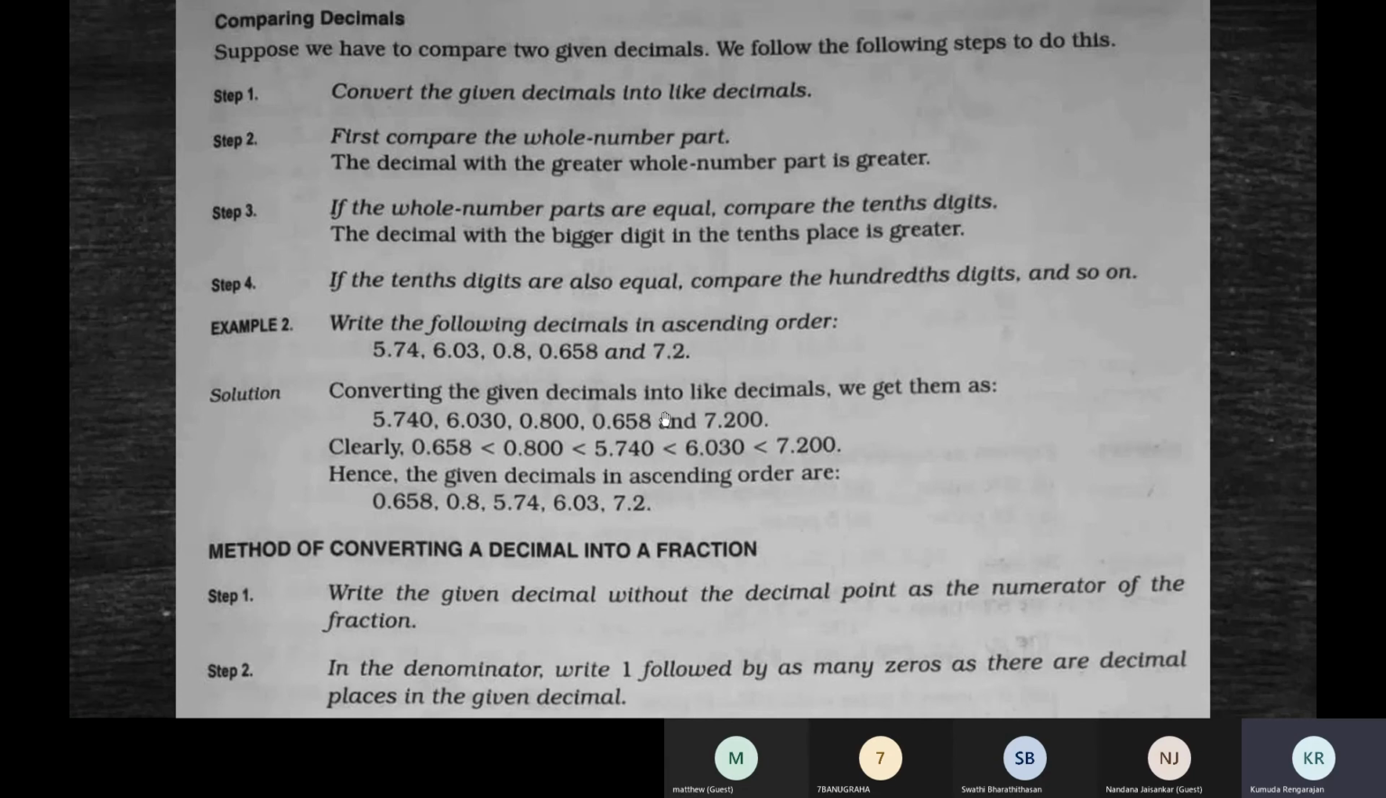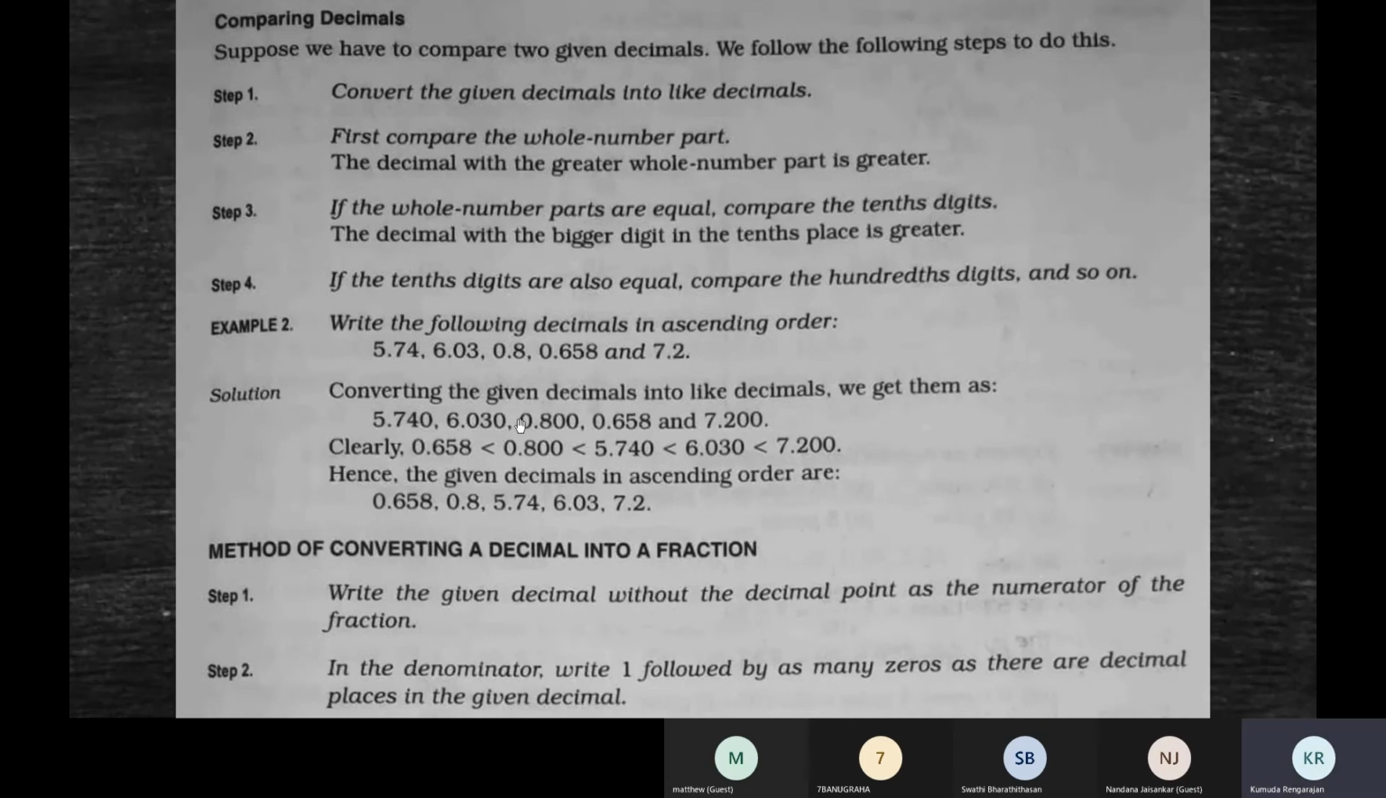Now let's compare. How to compare? First, compare their whole number part: 0, 0, 5, 6, 7. This one is 0, this is also 0. The part before the decimal point is equal. Now come to the decimal part. The digit in the tenths place is 8 here, and here it is 6. Which is bigger? 8 is big, which means 6 is small. So this is the smallest number.